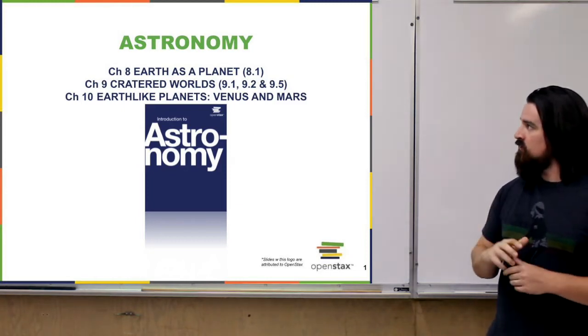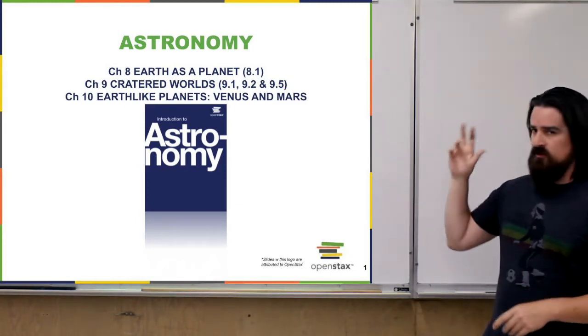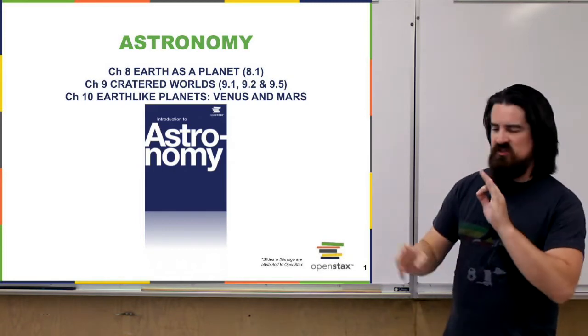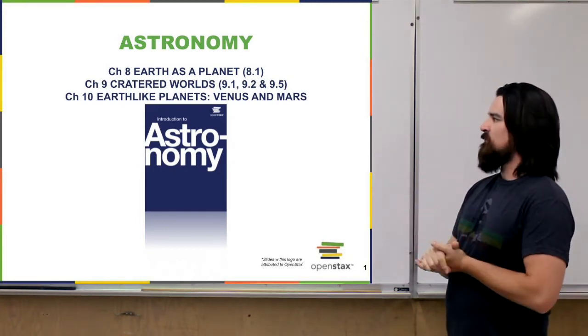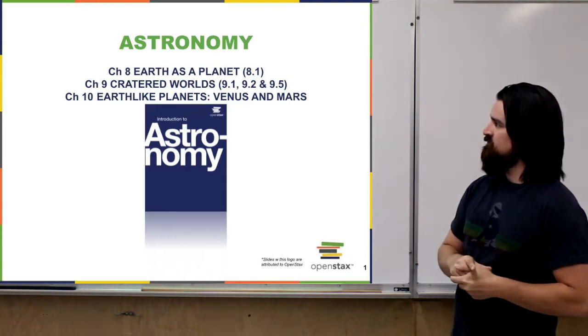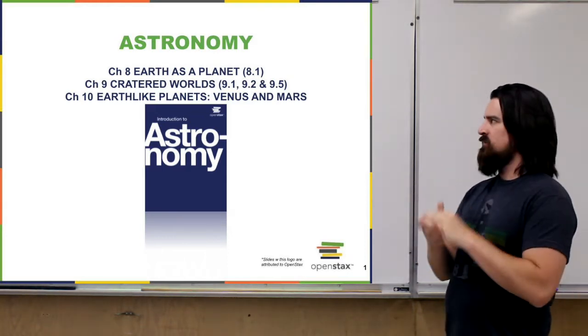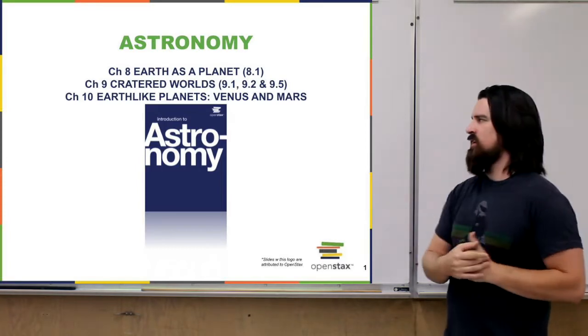Welcome to another astronomy lecture. This lecture is going to be pieces of chapters 8, 9, and 10 from the text here. So mostly this is about Earth and then sort of Earth-like planets.